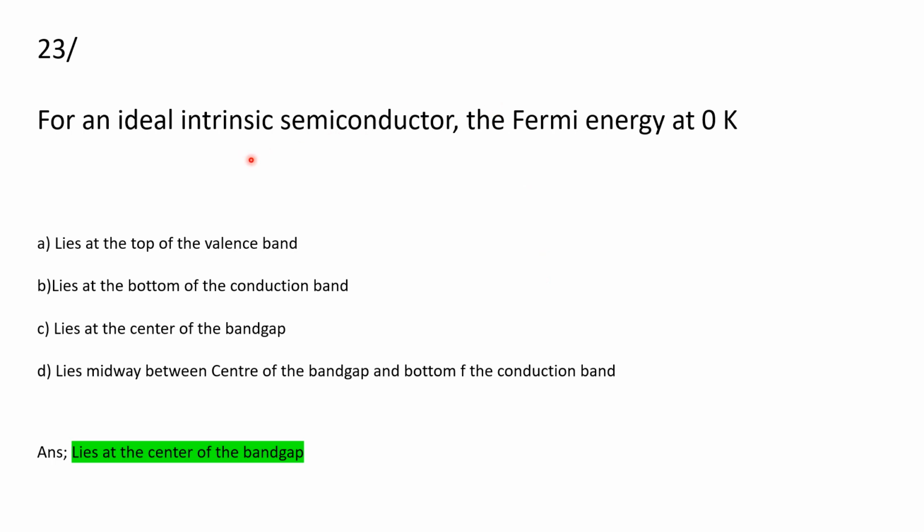Then for an ideal intrinsic semiconductor, the Fermi energy at 0 Kelvin: the options are, lies at the top of the valence band, lies at the bottom of the conduction band, lies at the center of the band gap, and option D is lies midway between center of the band gap and bottom of the conduction band. And here the right answer will be, lies at the center of the band gap.